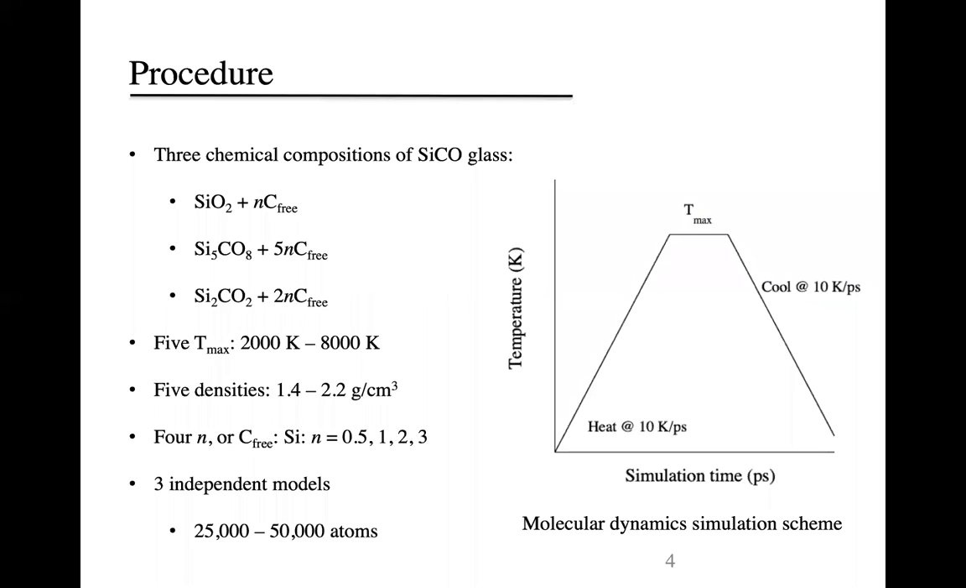We generate tons of SiCO models using molecular dynamics simulations. The key of our simulation is that we heat up to a maximum temperature, or Tmax, and then we cool down to 300 Kelvin. And so we look at different chemical compositions of the SiCO glass, different Tmaxes and densities. We quantify the free carbon content by using a free carbon to silicon ratio, or N, where a higher value of N refers to a higher amount of free carbon. And then we generate 3 independent models for each combination of parameters, where models are between 25,000 to 50,000 atoms.